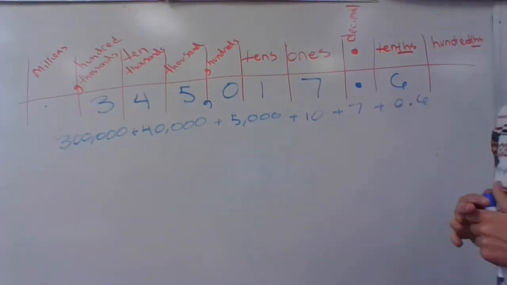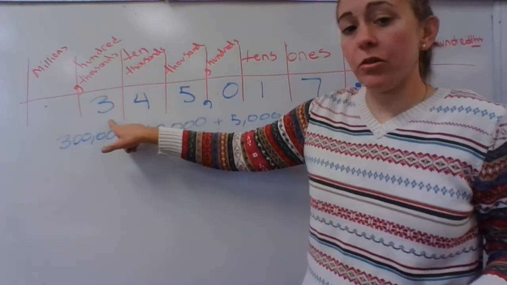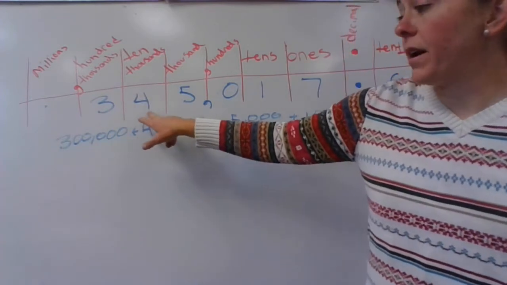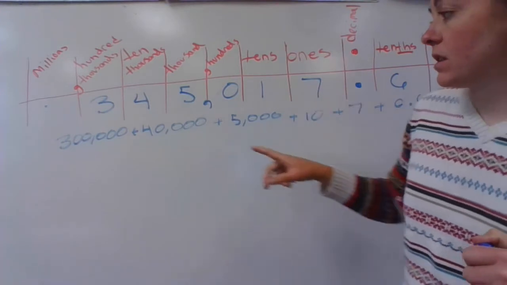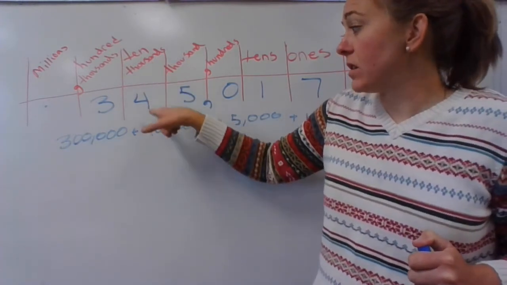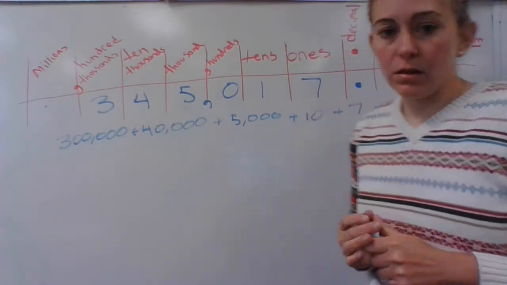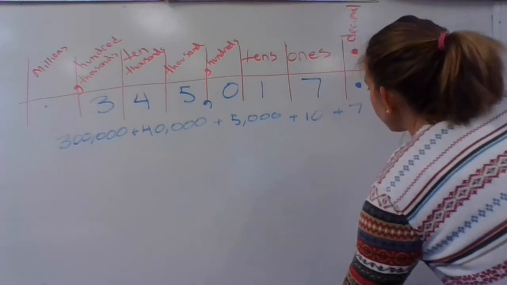So this would be expanded form, where I pull out each digit and I put what place value each of those numbers represents. Because really, this isn't really a 3, this is a 300,000. This isn't a 4, it really represents 40,000. But when we write it out as a whole number, you see that digit, and you have to know that it's in the 10,000s place, so it really means 40,000. Let's do one more.